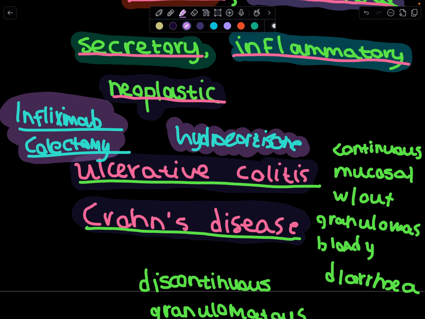Infliximab aims to save the colon. Colectomy cures UC by removing it. Want more on how these are chosen or their outcomes?